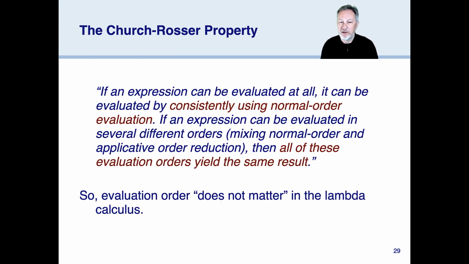Now here's the interesting property in the lambda calculus, and this tells us a lot about programming languages and why it's okay in languages like Haskell to be lazy. The Church-Rosser property says if an expression can be evaluated, it can be evaluated by consistently using lazy, that is normal order evaluation. If it can be evaluated in different orders, mixing strict and lazy, normal order and applicative, and they all give us a normal form, then all of the values are the same.